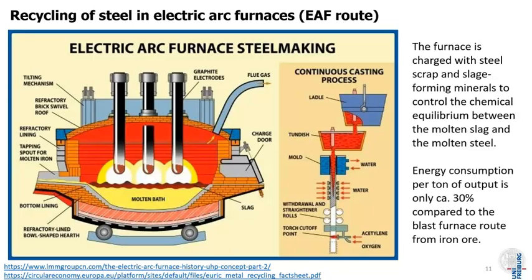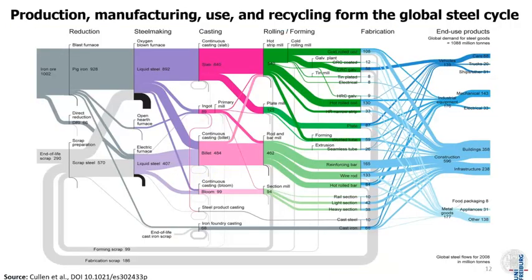You add slag formation to adjust the alloying composition of the melted steel, and then you tap out this molten steel and pour it into shape with a continuous casting process in the same fashion as we would do in the primary production route. The result looks as follows.